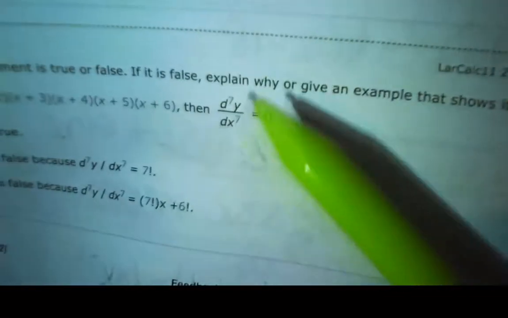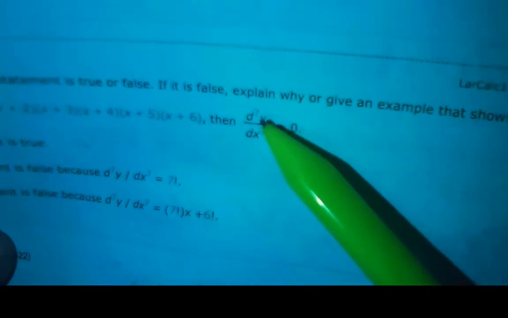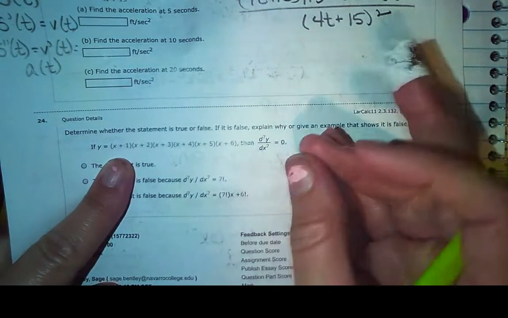I need you to be able to see this. Do you see that this says d to the 7th y over dx to the 7th? First of all, you need to know that this version is a little bit, we don't like it, because it implies something. But here's what we're going to do. I'm going to show you something basic, and then we're going to go from there.